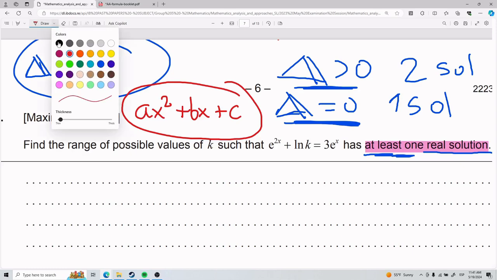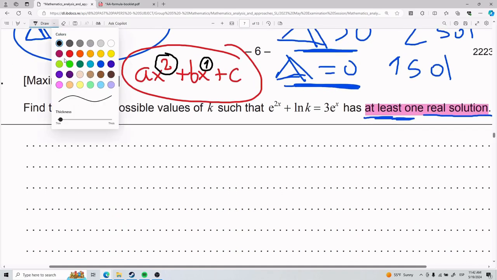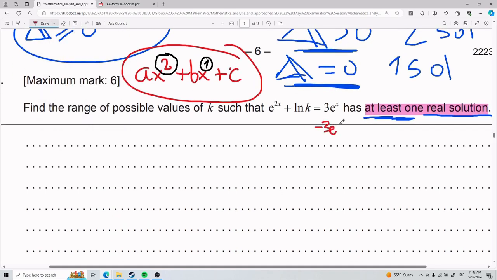Notice, your quadratic's first term has an x that is squared. Its second term does have an x, but it's only to the power of 1. And the last term does not have an x. So if I try to replicate that, I can do minus 3e to the power of x to both sides. I end up with e to the power of 2x minus 3e to the power of x plus ln k. And this, believe it or not, is a quadratic.